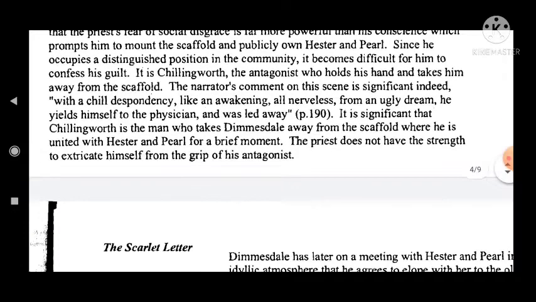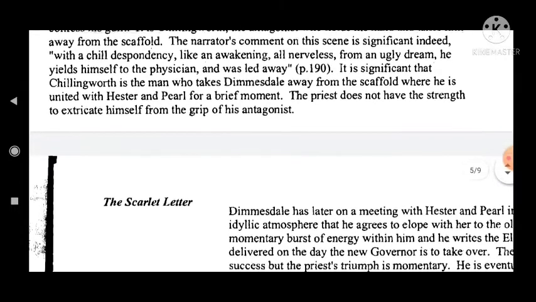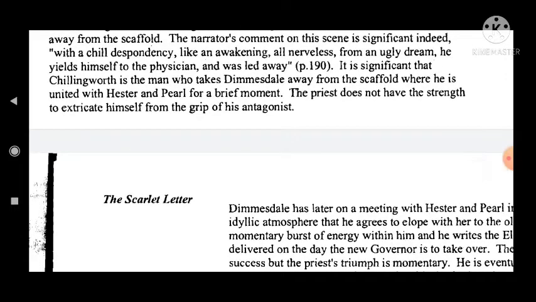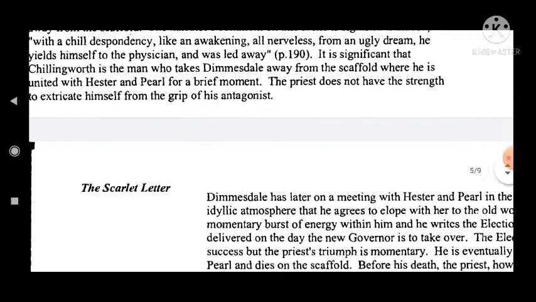The narrator's comment on this scene is significant indeed. "With a chill despondency, like an awakening, all nerveless from an ugly dream, he yields himself to the physician and was led away." It is significant that Chillingworth is the man who takes Dimmesdale away from the scaffold, where he is united with Hester and Pearl.